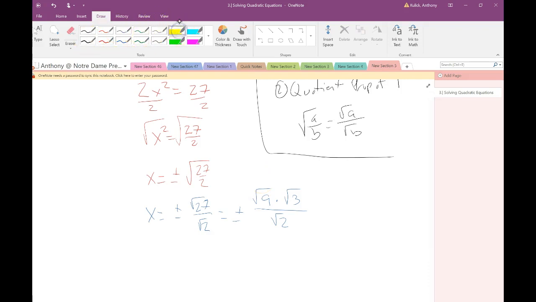Well, let's actually say this first. When I apply the product property, as I do here, I have a 9, and the square root of 9 is something I can take the square root of. So I have 3, because the square root of 9 is 3, times the square root of 3 over the square root of 2.